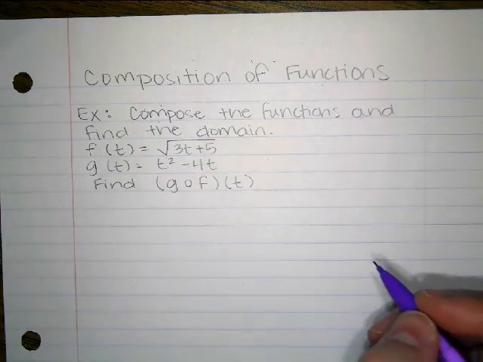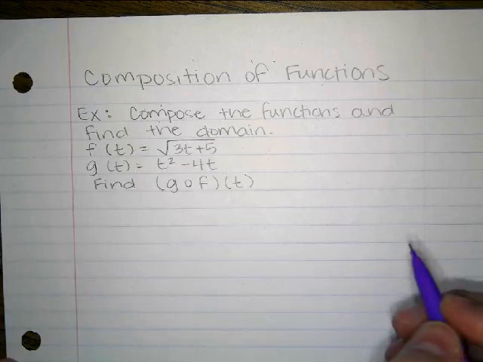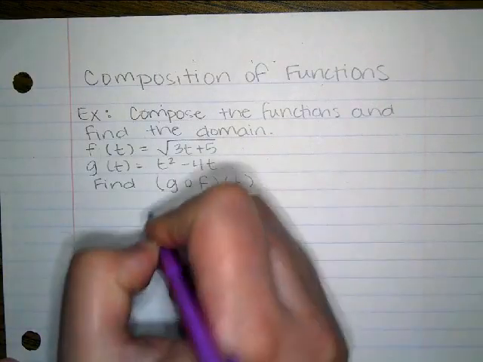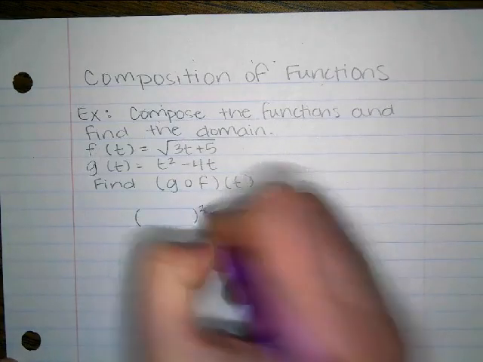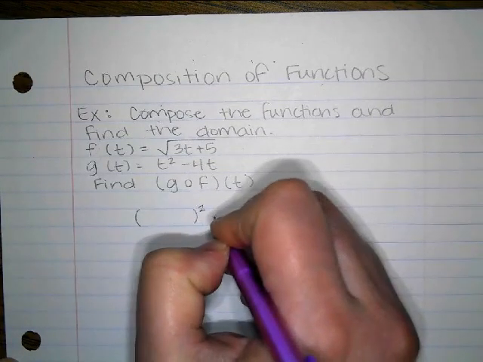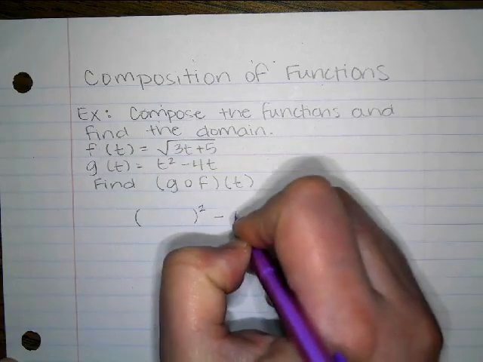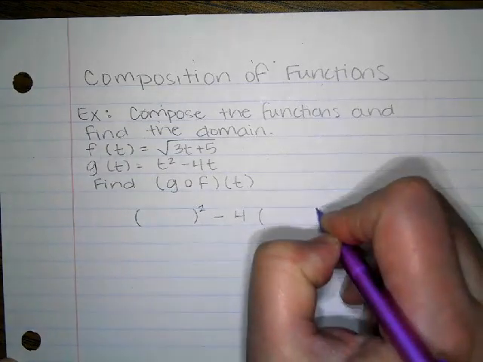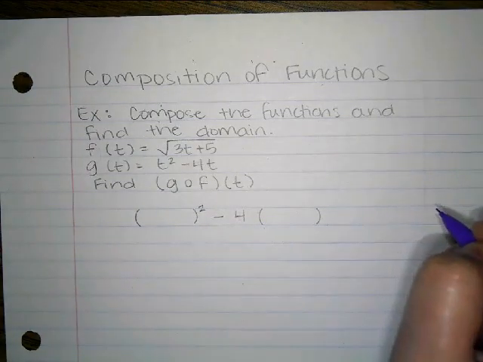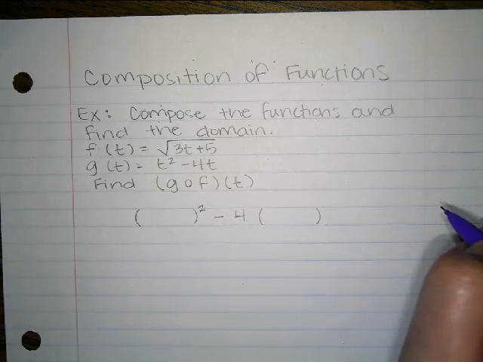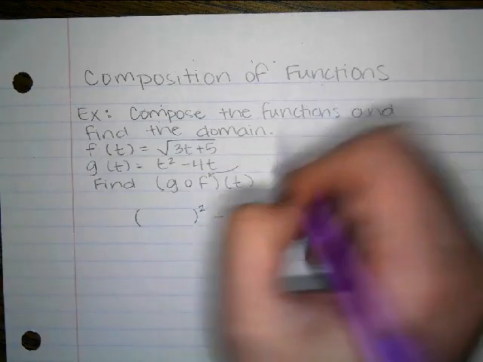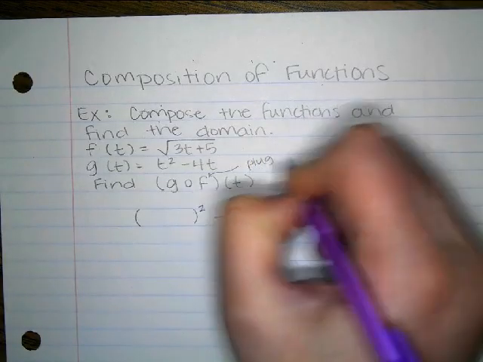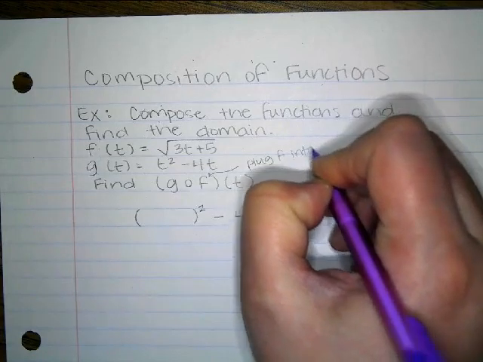So you guys are right. We're going to take the f. We're going to plug it into the g. So I'm going to start by writing down the g, and I'm not going to put the t's there. I'm just going to leave space to plug something in. So something squared minus 4 times something. And since these are my notes, it could be good to write a little note to myself. Plug f into g.